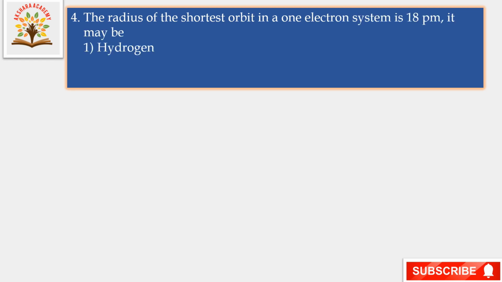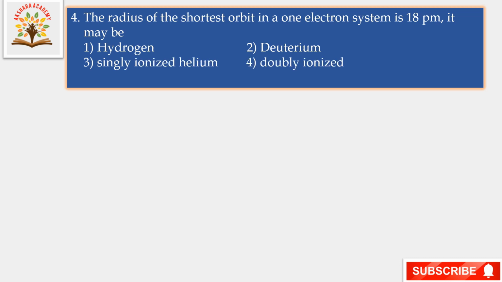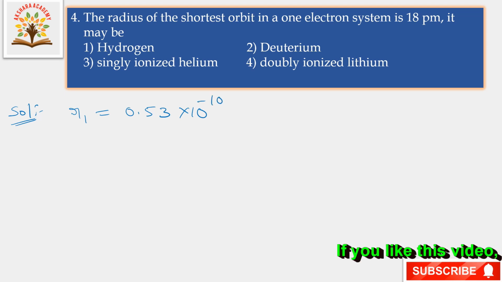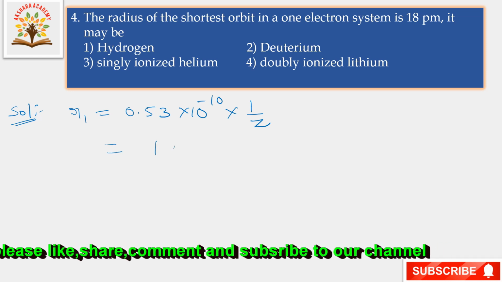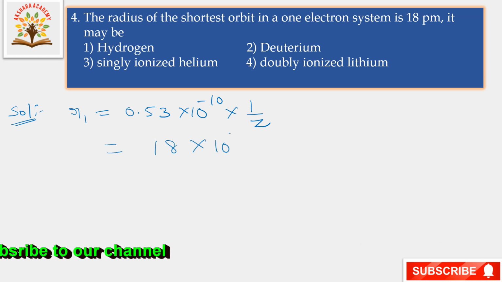Okay, next we'll go to the next. In this question, the radius of the shortest orbit in a one electron system is 18 picometer. It may be. Now let us go to the solution. Given R1 is equal to 0.53 into 10 to the power of minus 10 into 1 by Z. So that is equal to 18 into 10 to the power of minus 12.